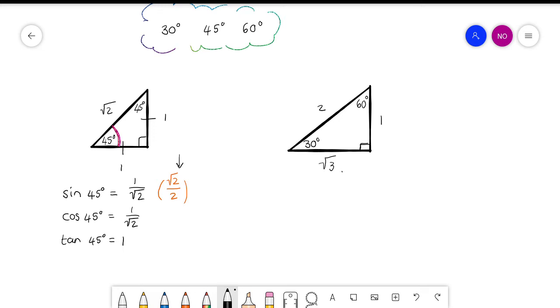Okay, goed. Nou werk ons van die 30 af. Kom ons doen eers die 30. So sin van 30 sien julle is 1 op 2. En as jy hom intik op jou sakrekenaar, gee hy hom vir jou presies so. Cos van 30 is wortel 3 op 2. And if you type it into your calculator, it's going to give you exactly that.